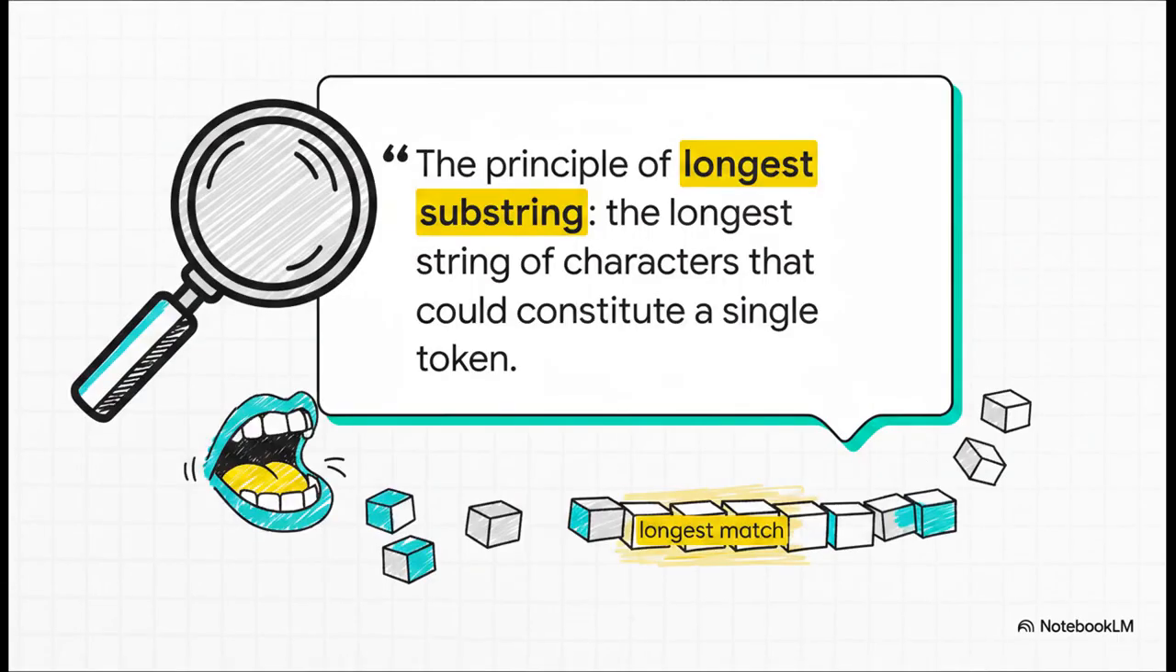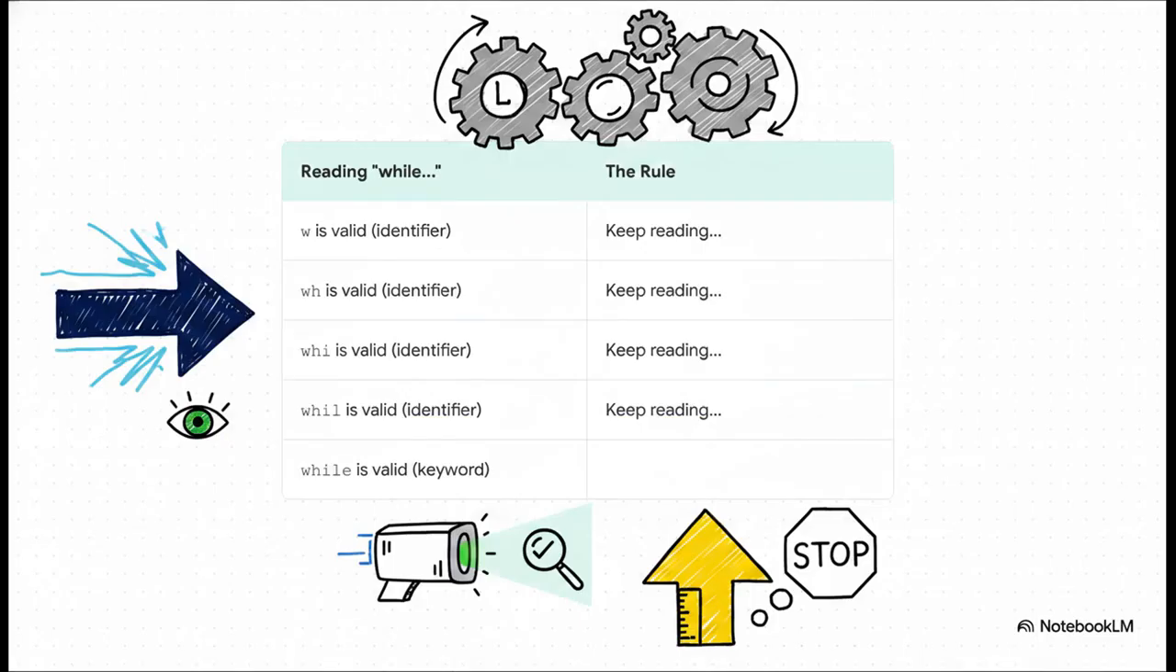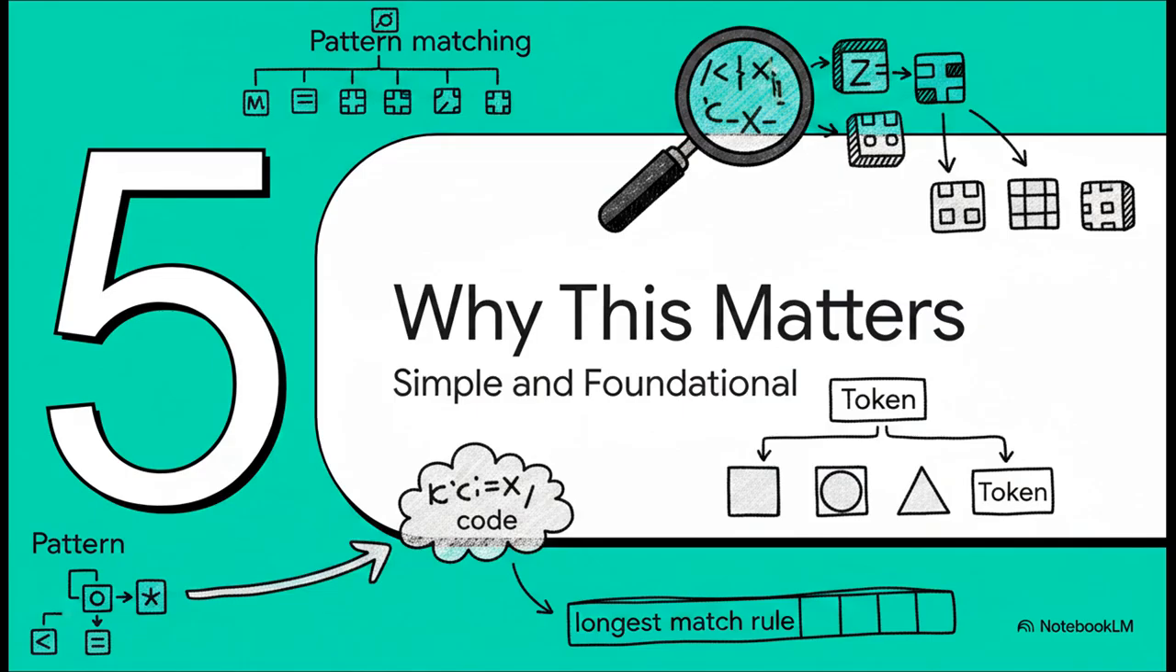And the solution is just beautifully simple. It's often called the longest match rule. Basically, the scanner is greedy. It will always try to gobble up as many characters as it possibly can to form the longest valid token it can find. This slide just nails how that rule works. As the scanner is reading the word while, it doesn't just stop at W, even though that's a perfectly valid identifier. Nope, it keeps going. WH is valid, WHI is valid. It only stops when it gets to the end of while and sees, say, a space. Then it looks back and takes the longest complete token it found, the keyword while. Simple as that.